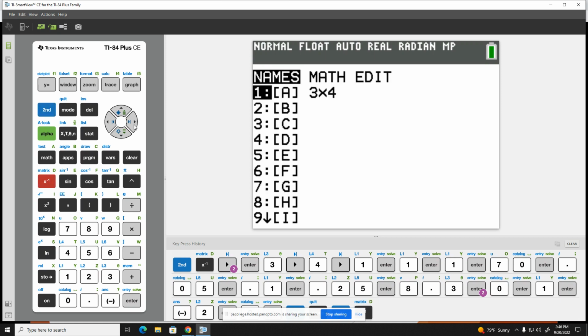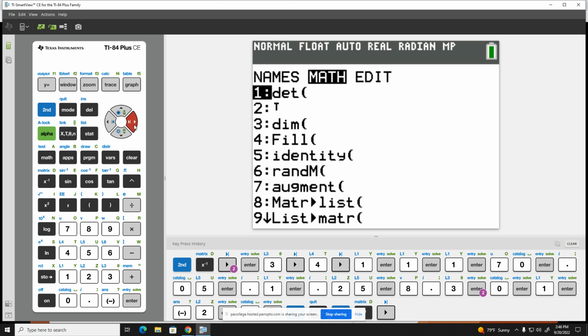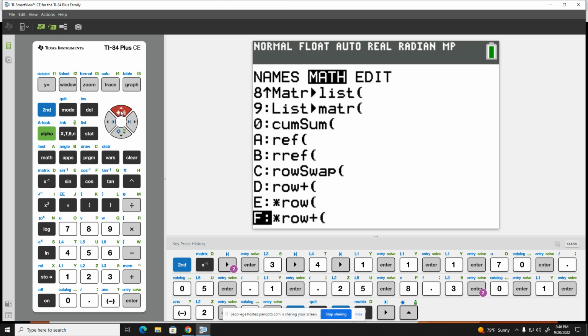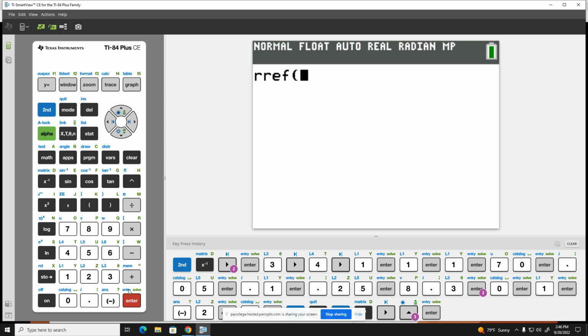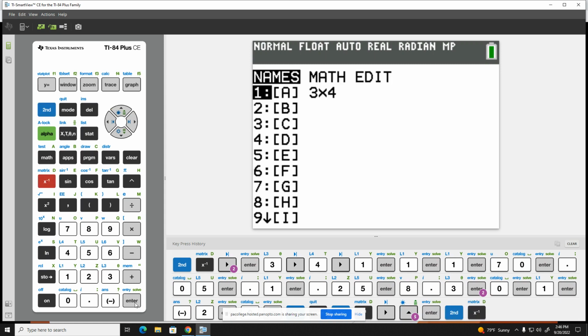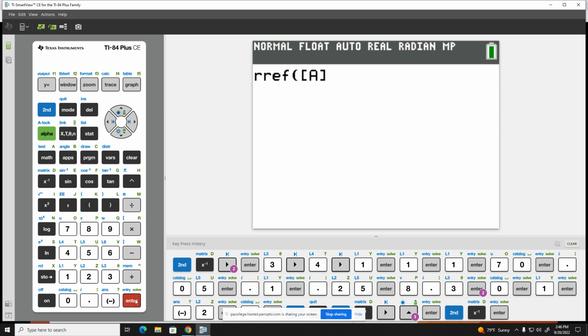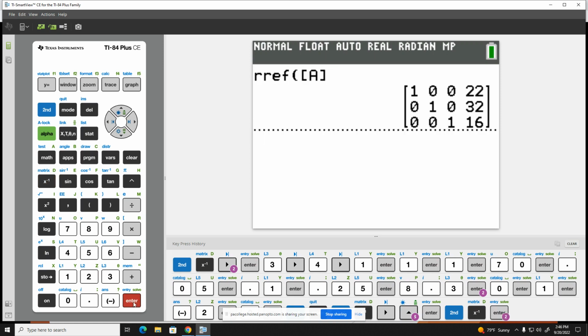This time I want it to do some math. And I find it easier to arrow up here to find what I need. The option that I need here is letter B, the double REF for reduced row echelon form. So I get that. Then I go back to matrix to get the matrix for it to work on. So that's matrix A, just hit enter. And now I'll hit enter one more time for it to reduce this matrix and give me the answer. So this is my answer matrix.